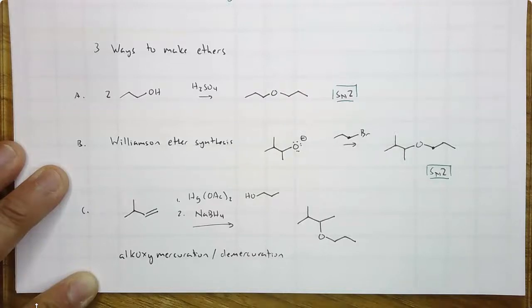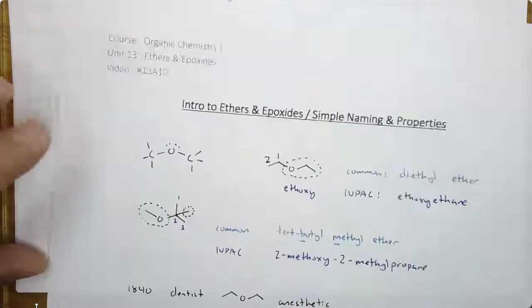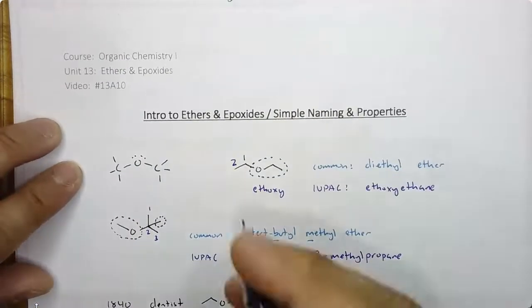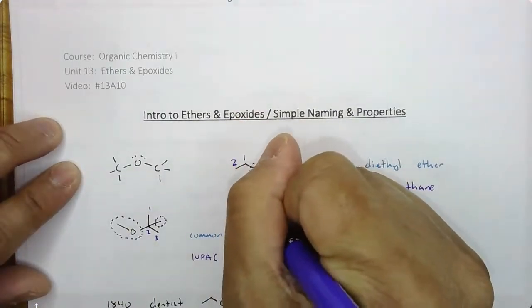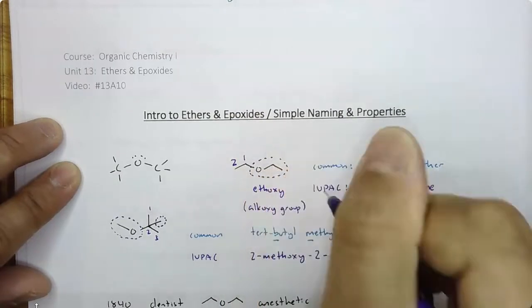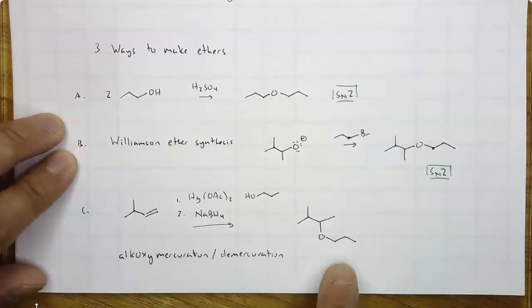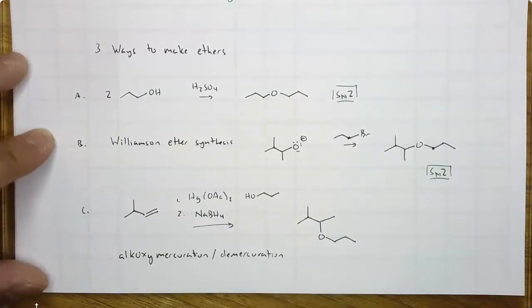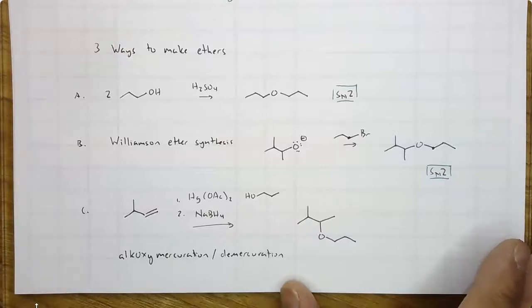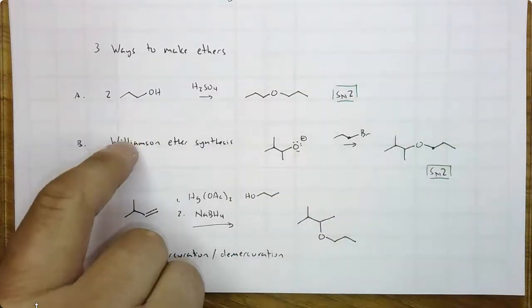And maybe I never wrote this down, but all of these are alkoxy groups. Let's see. This ethoxy, this is an alkoxy group. Methoxy, ethoxy, propoxy, propoxy. Alright. In the next video, most likely I can fit the mechanism for these 2 reactions, A and B.